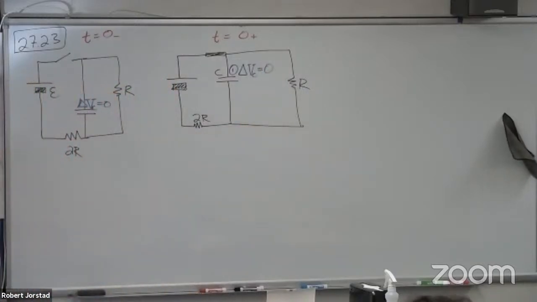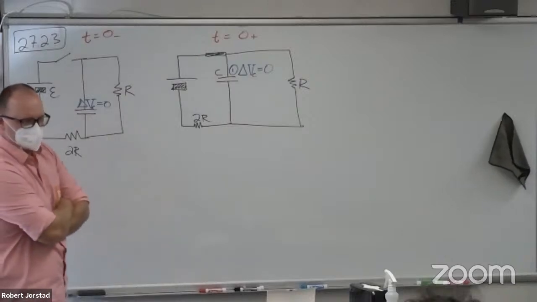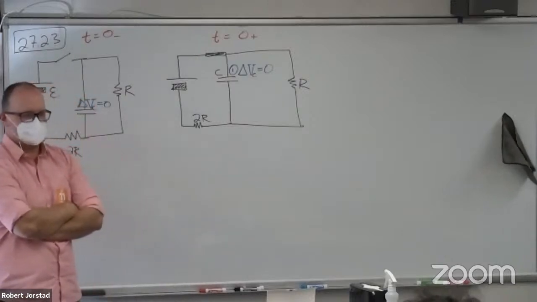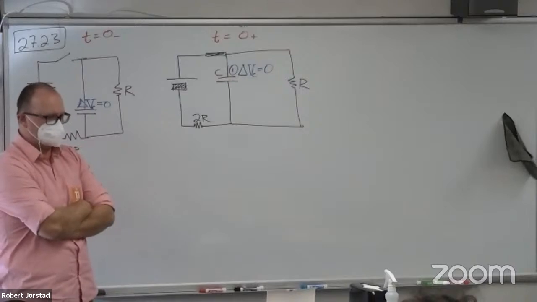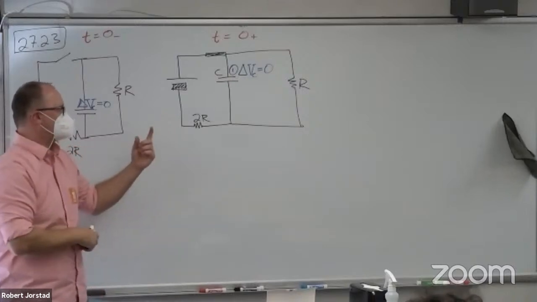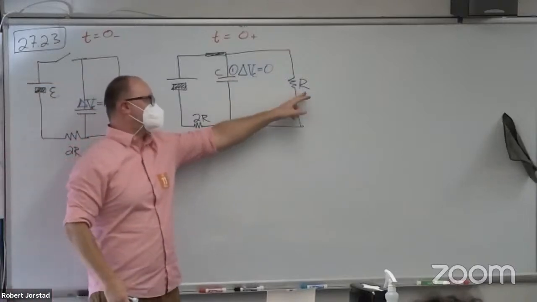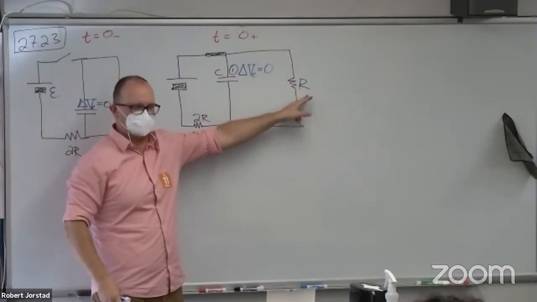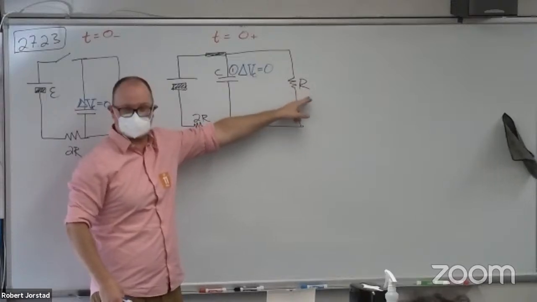Okay. What else do we know then? That's the first piece of the puzzle. Tell me anything else we know. C and R are in parallel, he says. What does that tell us? What do we know about things in parallel? They have the same voltage. So what is the voltage across this resistor? 0.